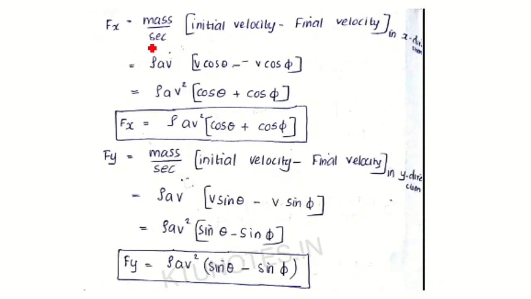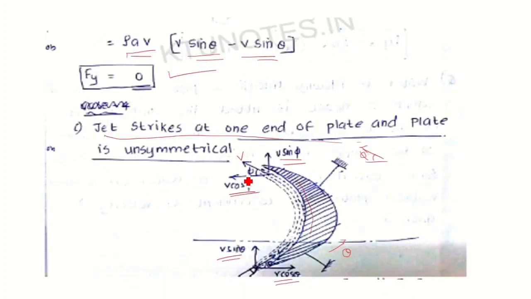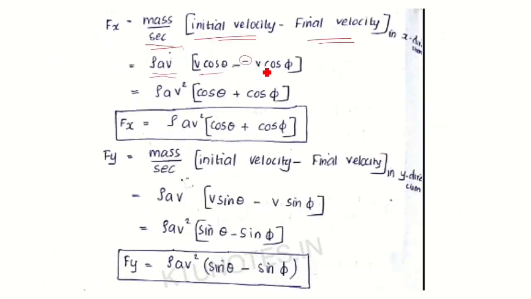Similarly, as we stated earlier, the mass per second into initial velocity minus final velocity. Rho a v is the mass per second. v cos theta is the initial velocity with which the jet strikes the plate. A minus term will be there, since in the x direction it is leaving the plate in the opposite direction. So minus v cos phi. So rho a v square into cos theta plus cos phi is the equation, and F of x is equal to rho a v square (cos theta plus cos phi).